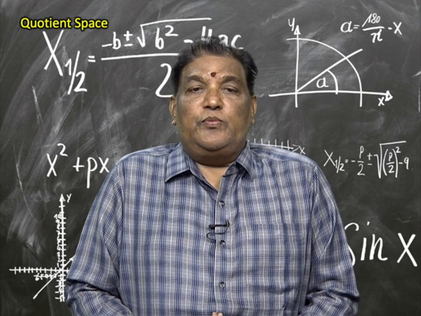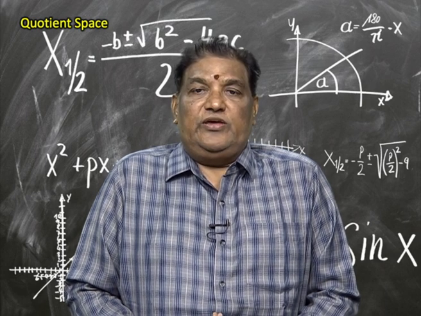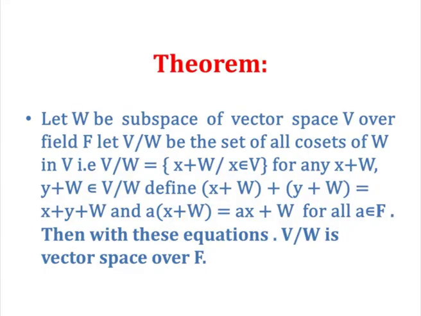Let W be a subspace of vector space V over field F. Let V/W be the set of all cosets of W in V. That is, V/W equals the set of x + W such that x belongs to V. For any x + W, y + W belonging to V/W, define (x + W) + (y + W) equal to (x + y) + W.